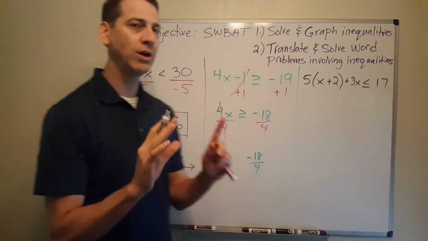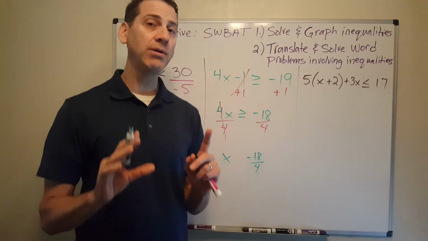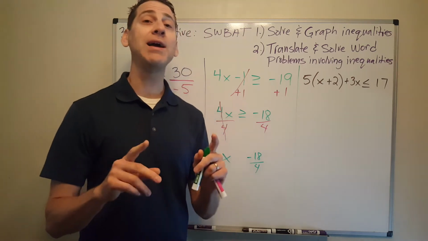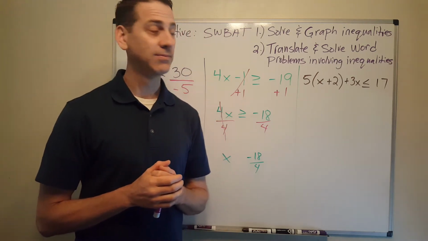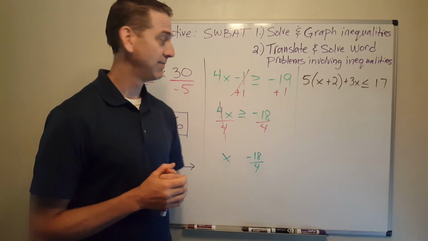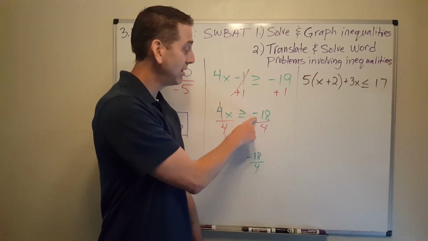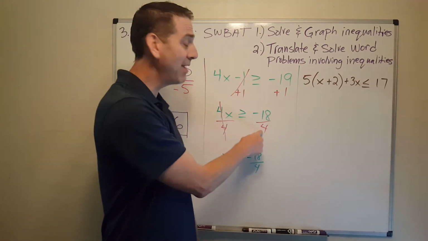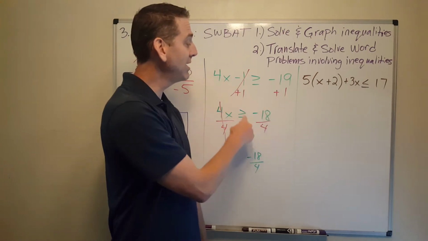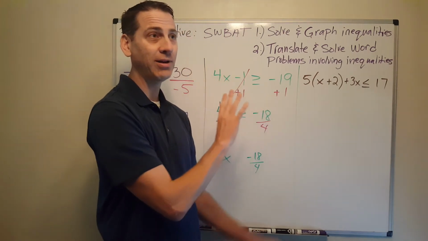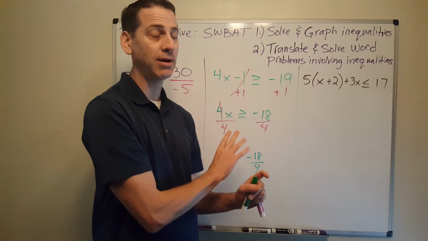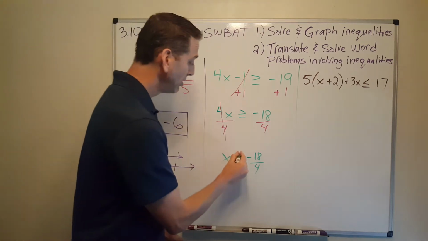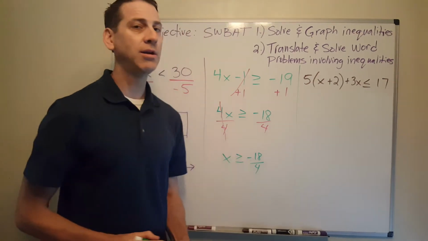Negative 18 fourths. Now, the question is, do I reverse my inequality symbol? Did I divide by a negative number? I did not. This 18 is negative, but I did not divide by a negative. That's a positive 4. So I didn't change anything in terms of the side of the number line that I'm talking about here, right? I divided by a positive 4. Therefore, my symbol stays in the same direction.